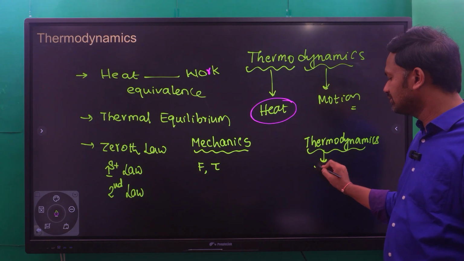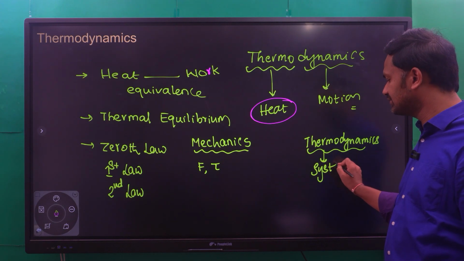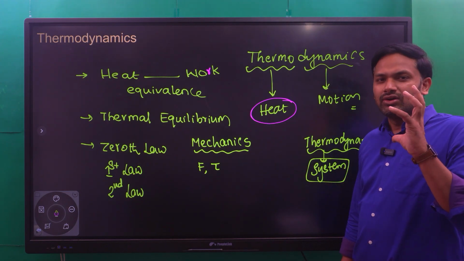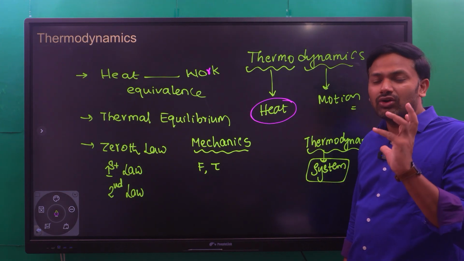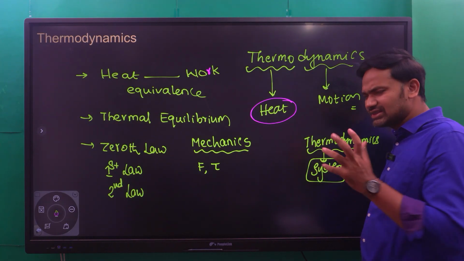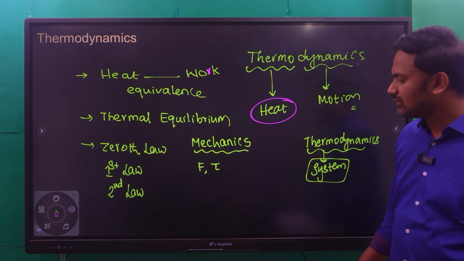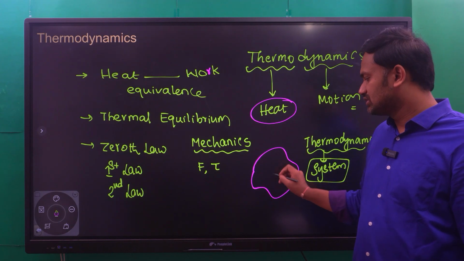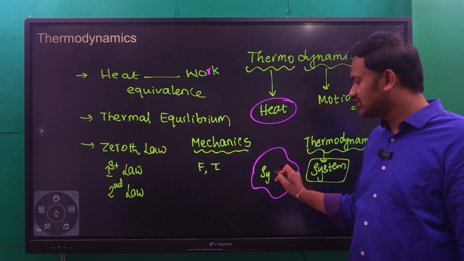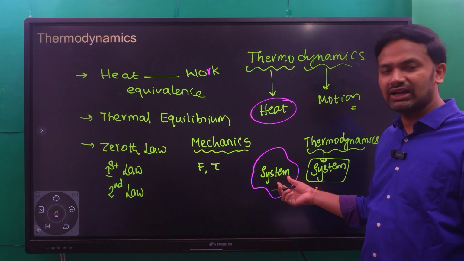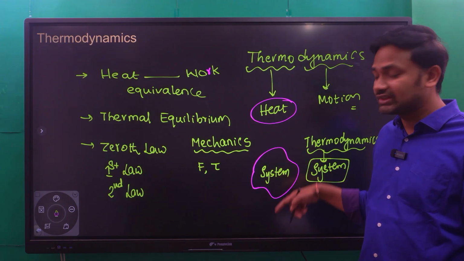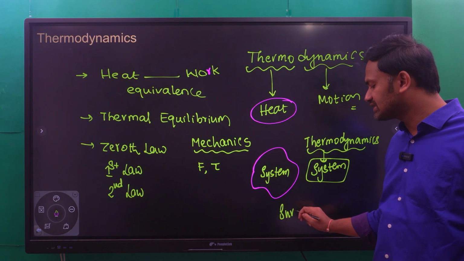Here we have what we call the system. What is this? The system is the area, or the space, or the region which we are focusing on. Let us suppose this is the region we are observing, and that on which we are focusing is known as the system. And apart from this, the remaining part which we are observing is known as the surrounding.